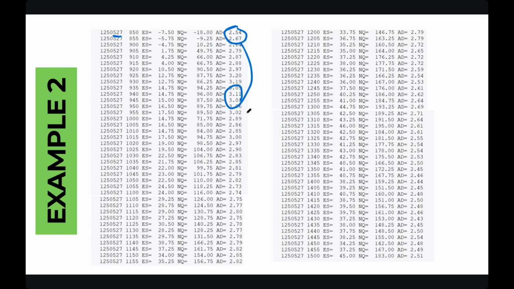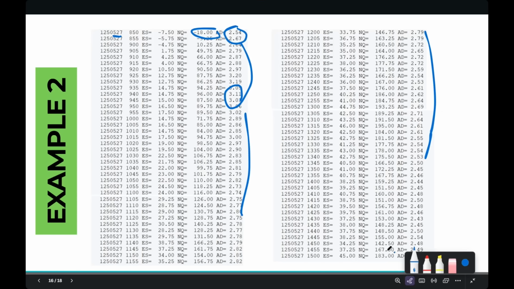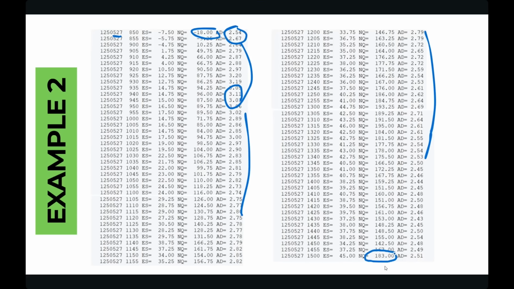And then from 3, it dropped down to 2. And then from 2.7 to 2.5, all this doesn't matter. As long as AD is greater than 2, it's all bullish. NQ from down 18 points to closing up 193 points.